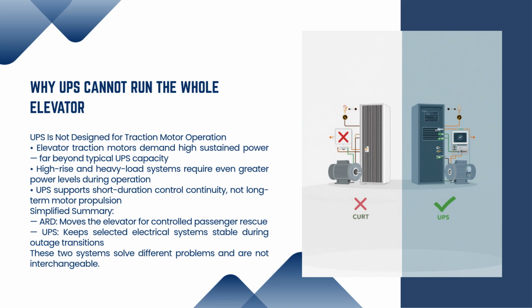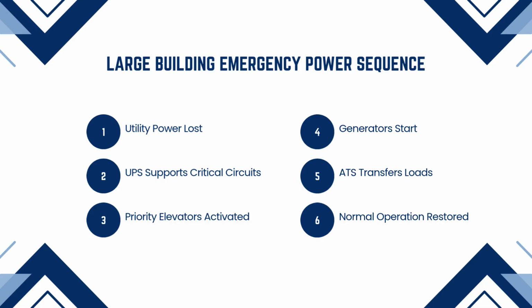In simple terms, ARD helps move the elevator for rescue. UPS helps keep selected electrical systems stable during the outage transition. For example, UPS support may prevent controller restart, communication interruption, relay instability, or monitoring system shutdown during a short power fluctuation. This can be very useful in modern digital elevator systems, where a controller reset may delay recovery after power returns.